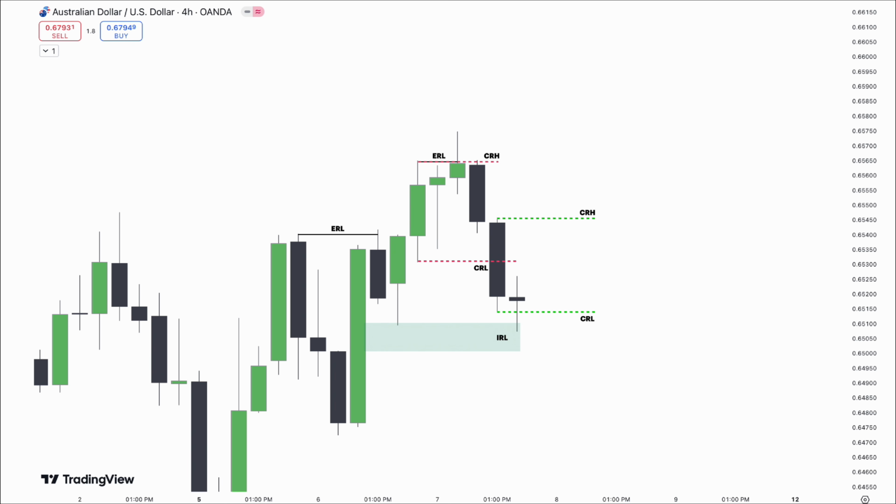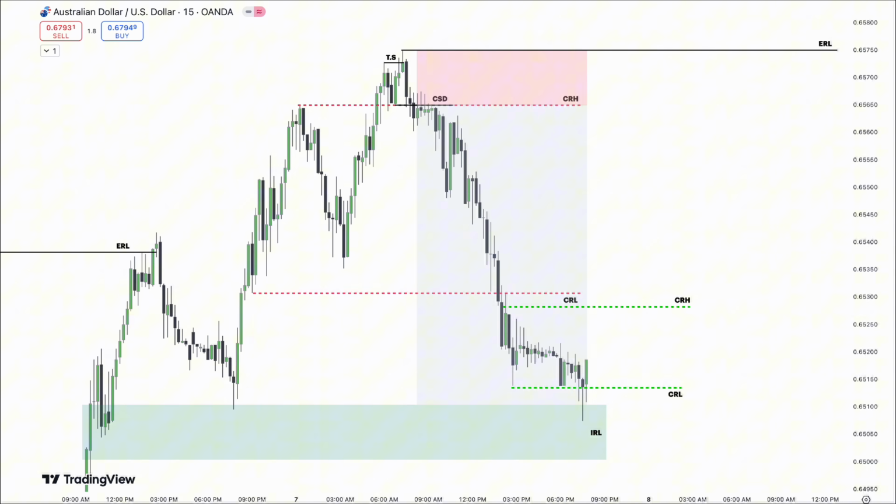Let's mark the high and low of the CRT range, which I've highlighted with green dotted lines. We'll also mark our next ERL, which is this old high. Now let's switch to the 15-minute chart.